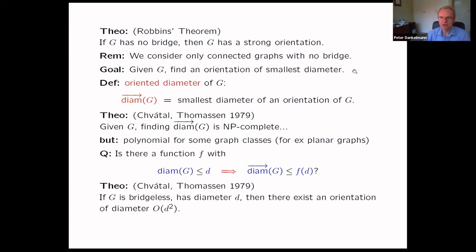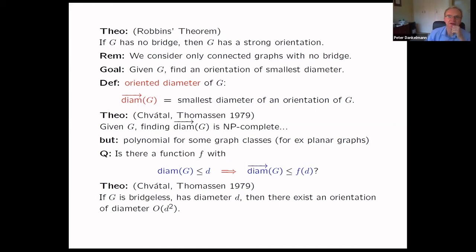And we are interested in distances. So we want to look at orientations that keep distances small. So let's say, in particular, we want to look at an orientation in which the diameter of the oriented graph is small. And for that, let's define the oriented diameter of a graph G. That's just the smallest diameter of an orientation of G. So in other words, the diameter I get if I take the best orientation that there is.